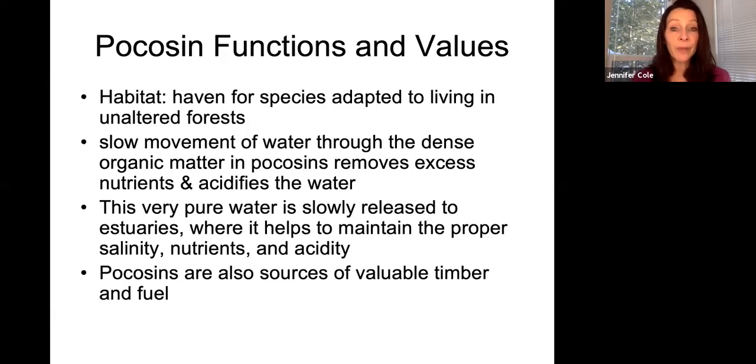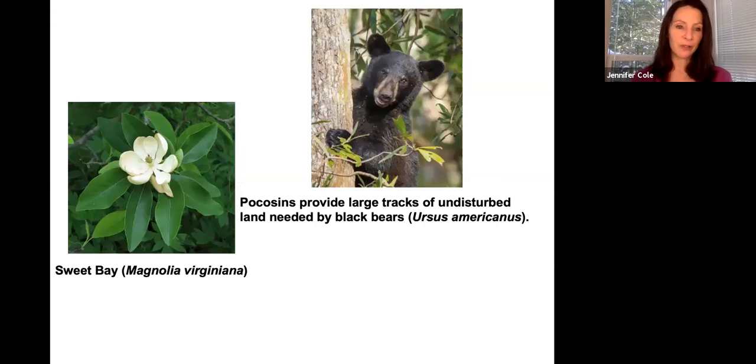The slow movement of water, because there's not a lot of standing water, means that you get super pure water from these pocosins. So it helps to maintain really pure water that we can then use. And we can also harvest timber here. A couple of pictures: sweet bay, the Magnolia virginiana plant is there. And then lots of bears.